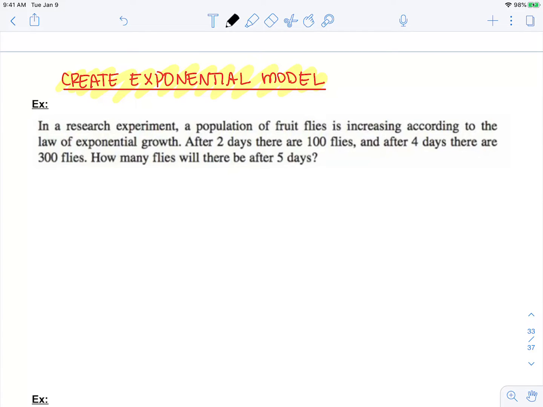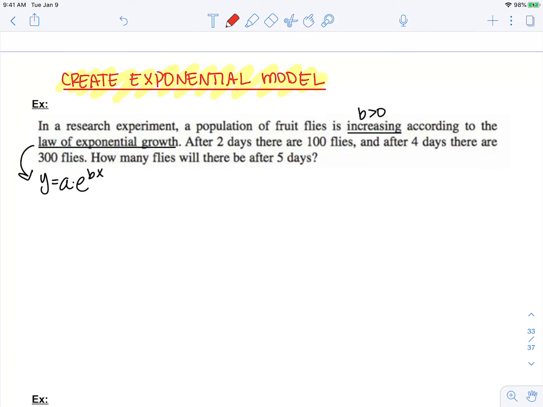In these next two examples, we'll have scenarios where they give us enough information to create our own exponential model and use it to answer the question. In a research experiment, a population of fruit flies is increasing according to the law of exponential growth. So remember, the law of exponential growth is y equals a times e to the bx. And if it's growth, if it's increasing, that means b is greater than 0. We'll see if that's true.